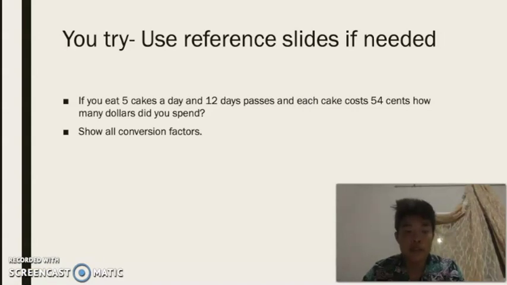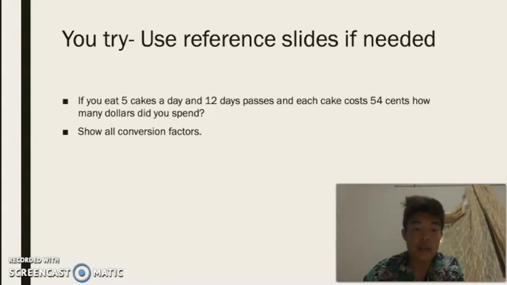Alright, so you should have reached the conclusion that the unit that you're starting with is cakes, and the unit that we want to reach is dollars. So what we have to do is first start by writing 5 cakes and use conversion factors in the information that's given until we reach the unit dollars. Now I want you to try this problem fully, and we will go over the problem after I've given you some time to work on the problem.